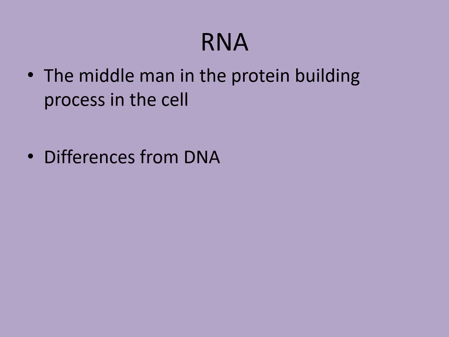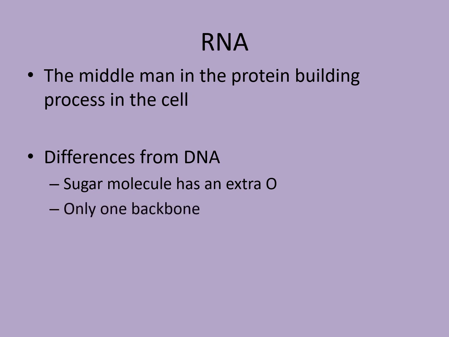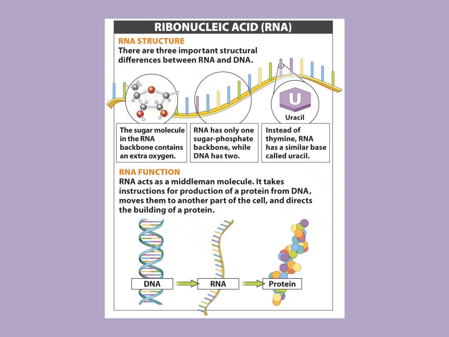There are differences from DNA. The sugar molecule has an extra oxygen. It only has one backbone, so you don't get the double helix. It's single. And then you have a uracil base instead of thymine, so the T is taken out. So A and U always pair up, and cytosine and guanine always pair up. This is a good picture of the difference in RNA. There are 3 important structural differences: the sugar molecule has an extra oxygen, it only has one backbone while DNA has 2, and uracil replaces thymine.